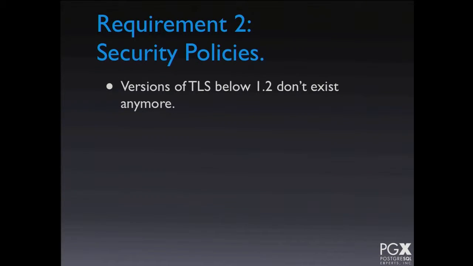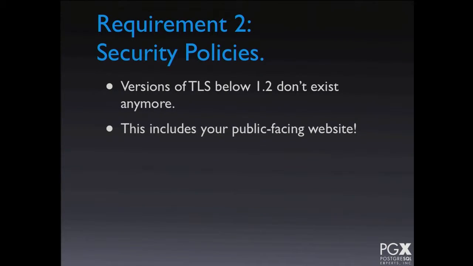As of next month, June, versions before TLS 1.2 don't exist as far as PCI is concerned. The only thing people can use to connect to your servers is TLS 1.2. 1.0 and 1.1 are no longer allowed for PCI compliant systems. This includes your public facing website. So figure out how to do that on Apache or Nginx. So you have till next month. I believe it's the end of the month, but it might be June 1st.